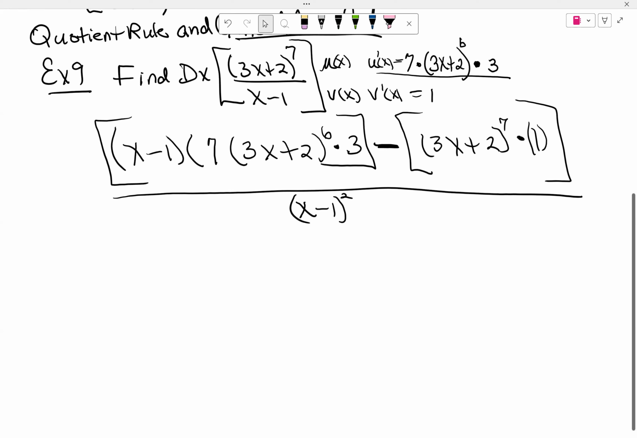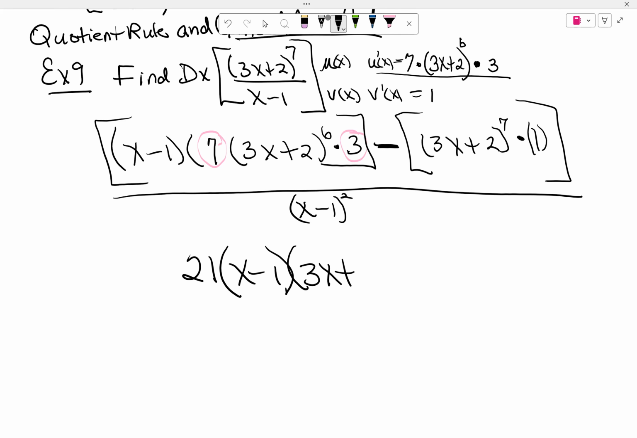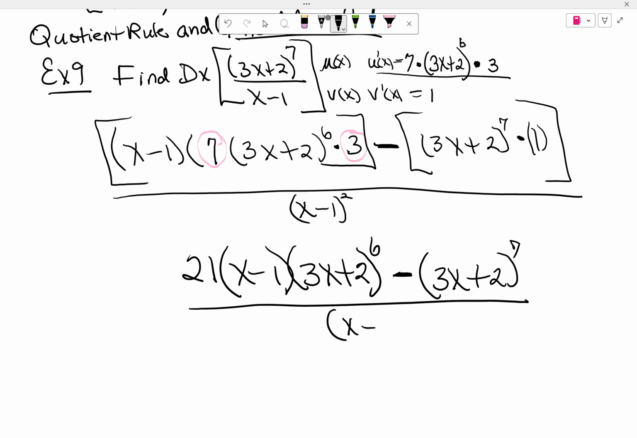Do you notice now that I have a 3 here and a 7 here? So that's going to give me, at this moment, I'm going to use this to get 21 parentheses x minus 1 times the 3x plus 2 to the 6th power. Do you see that part of the equation? Minus 1 times this power, which is the 3x plus 2 to the 7th. It's just going to be 3x plus 2 to the 7th. And all of this is over x minus 1 squared.